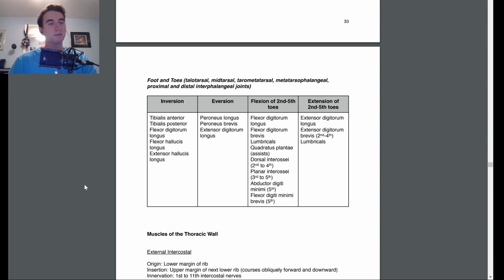Alright. So good. The inversion is caused by the tibialis anterior, tibialis posterior, flexor digitorum longus, flexor hallucis longus, and extensor hallucis longus. Hopefully I said that right. Eversion is caused by the peroneus longus, peroneus brevis, and extensor digitorum longus.